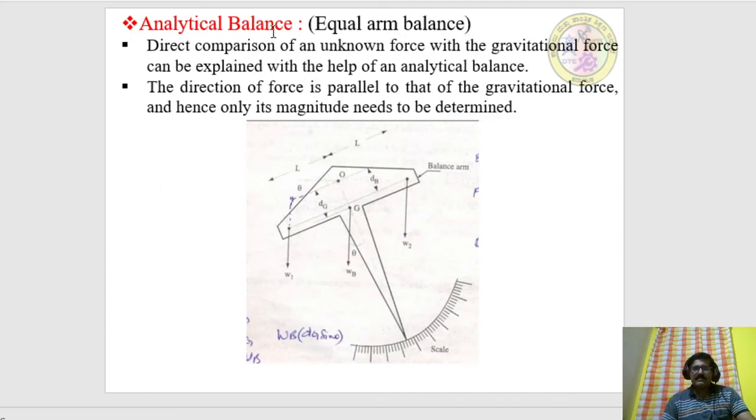Analytical balance. So this is a direct comparison method by which an unknown force can be determined with a gravitational force. See, the analytical balance is also called an equal arm balance. Look into the sketch. It consists of a balance arm, right? And it has a scale. The direction of a force is parallel to that of a gravitational force, and hence only its magnitude needs to be determined.